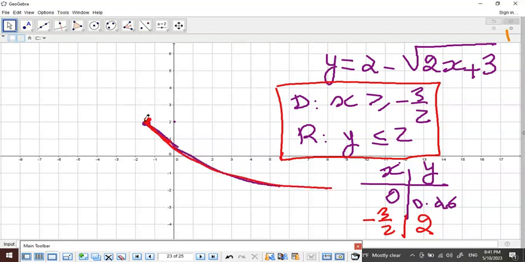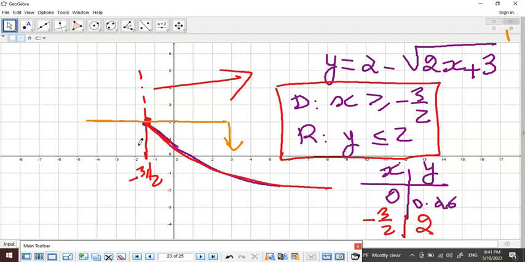So I can check then, yeah, right, my domain is right, because here it's minus 3 over 2. So all the values of x are greater than minus 3 over 2. So I'm okay with the domain. The range, it's here, and all the values are less than or equal to 2, it's true. So what I did before in the domain and range is right.